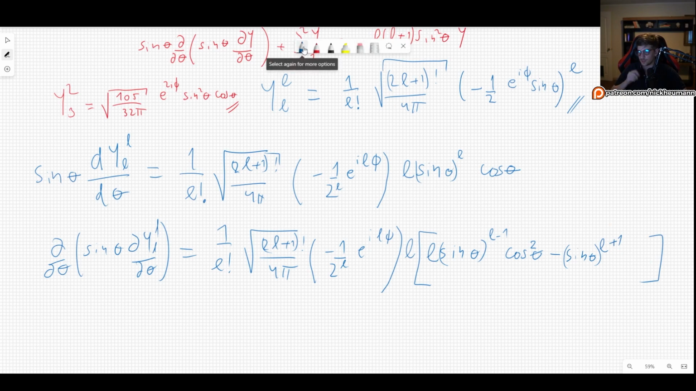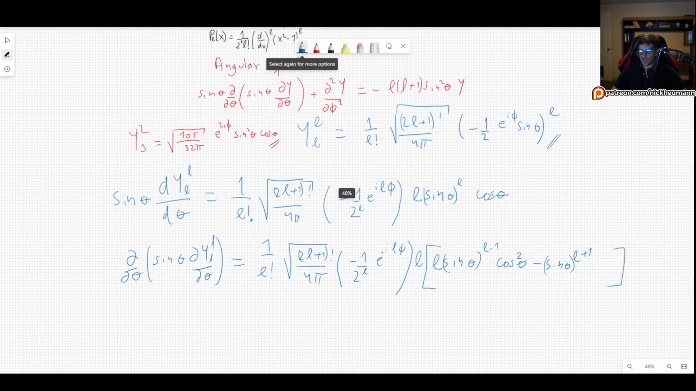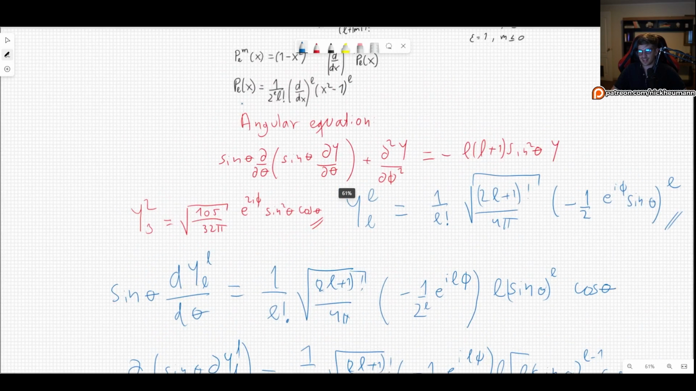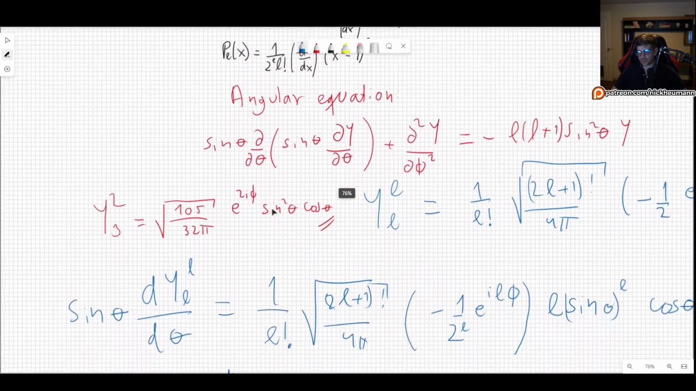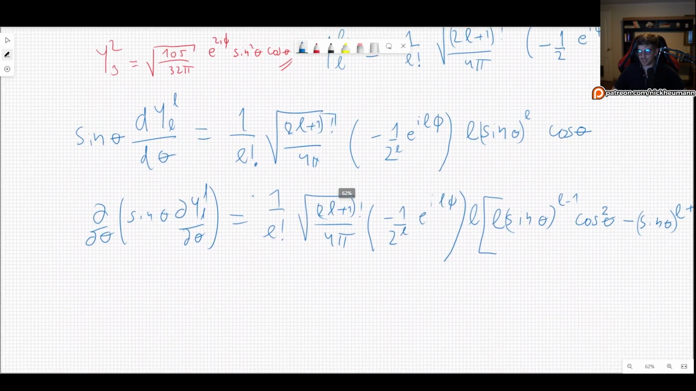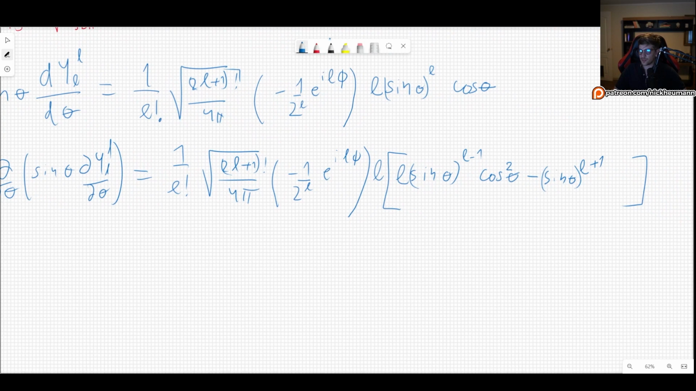Okay, that's pretty cool. And what else do we need to do? Now we need to multiply this again by sine of theta. So let's multiply this by sine of theta now. So times sine of theta. By doing this, we get here sine theta to the L and here to the L plus 2.